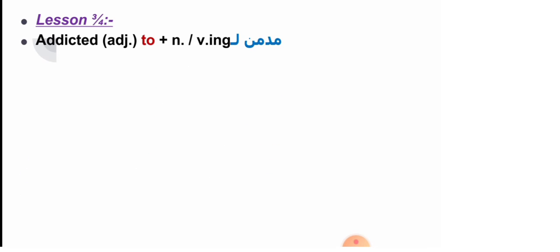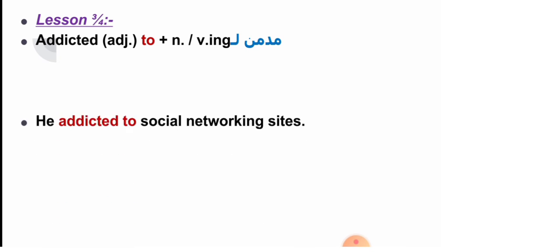Let's continue. We have here the vocabulary of lessons 3 and 4. Let's see the vocabulary and discuss it together. We have addicted, it's an adjective, followed by to, addicted to. Addicted to is followed by verb ing or a noun. What's the meaning of addicted? Addicted means that you cannot stop yourself from doing something. Okay, so this is the meaning of addicted.